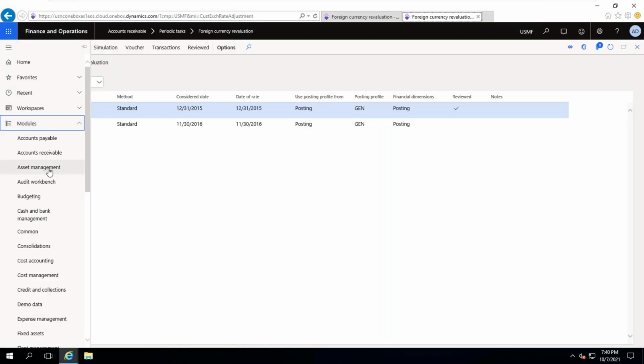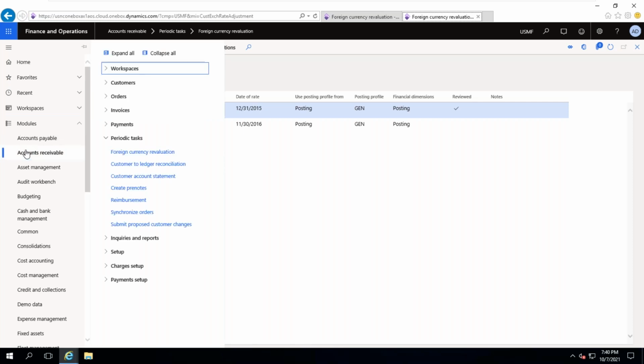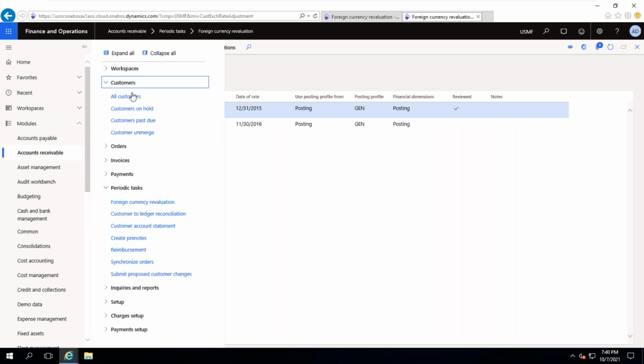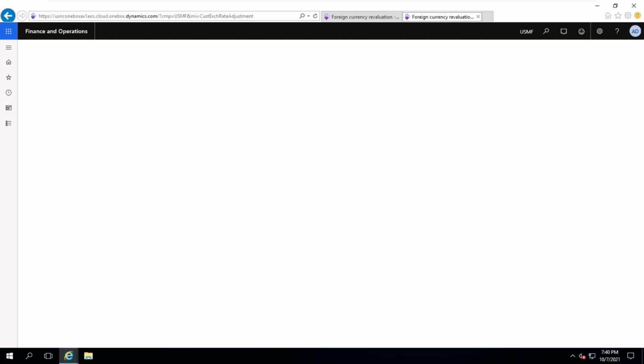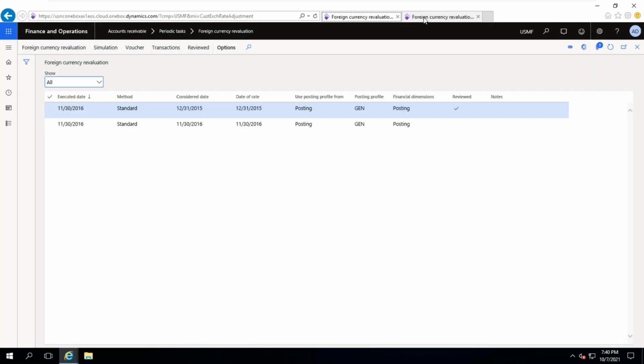Go to customer account or vendor account. If it is here, it is customer. If it is AP, it is a vendor. Just give me 1 second. It's loading.